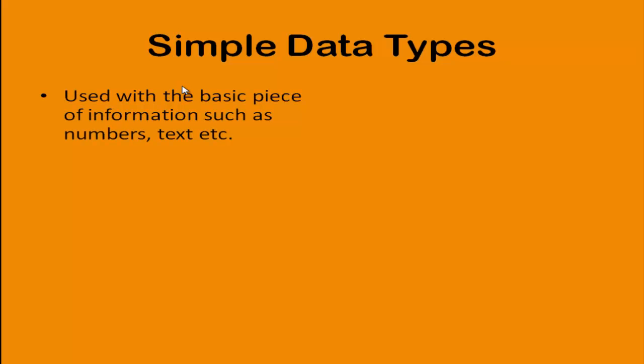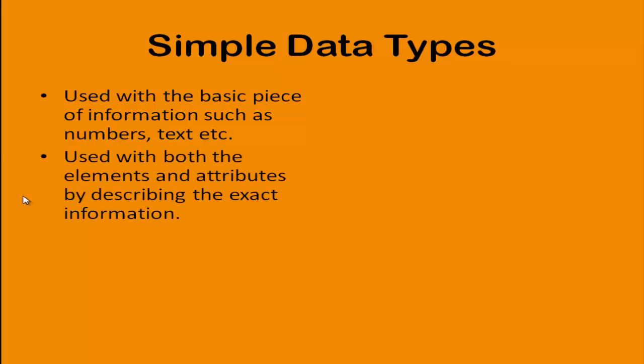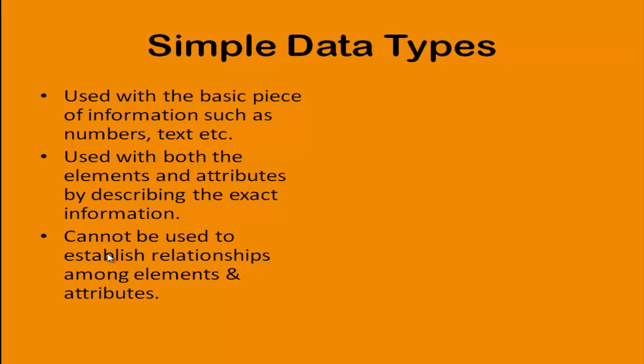Simple data type. This simple data type is used with basic pieces of information such as numbers, text, etc. So if you want to specify some numbers or some text, you can directly use the simple data type. It is used with both elements and attributes. So this particular data type can be used with elements as well as attributes. And these data types cannot be used to establish relationships among elements and attributes. So simple data types are standalone. They cannot relate with other elements and attributes.